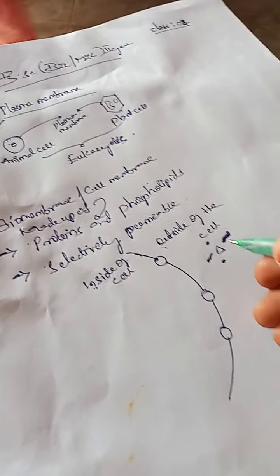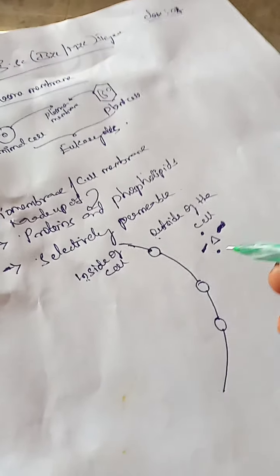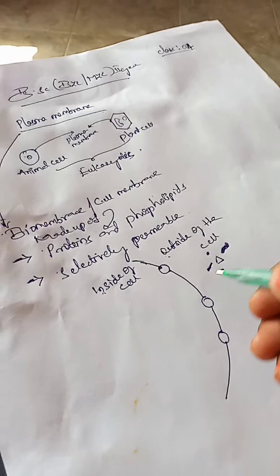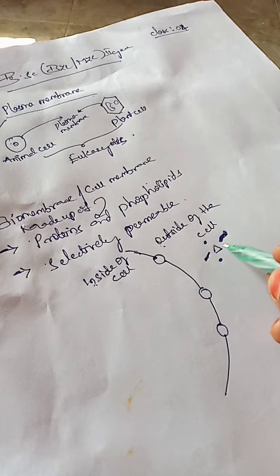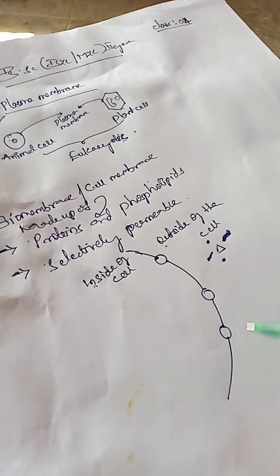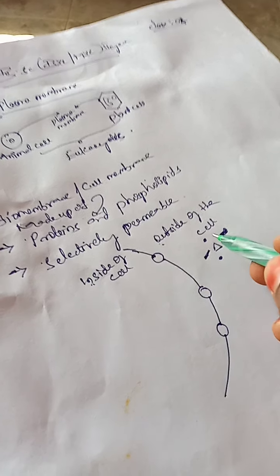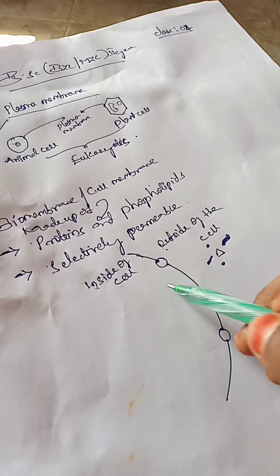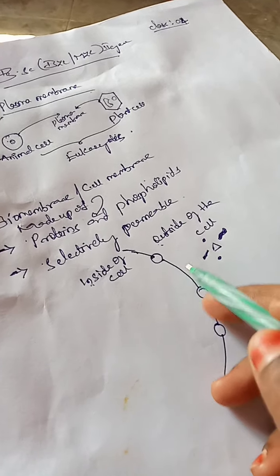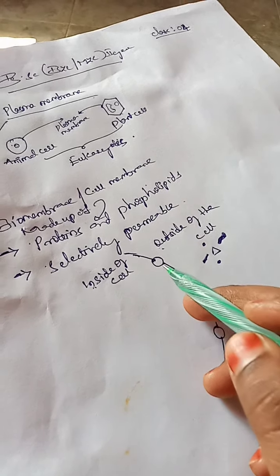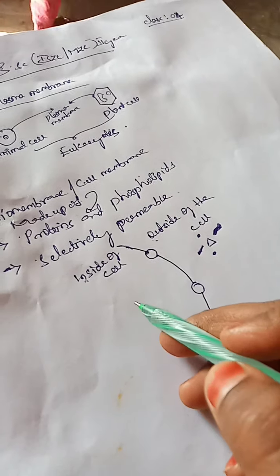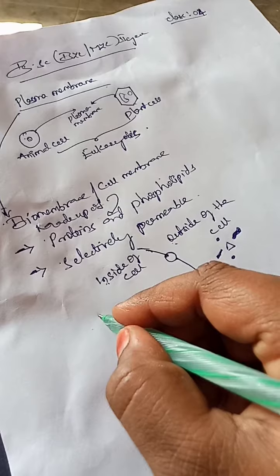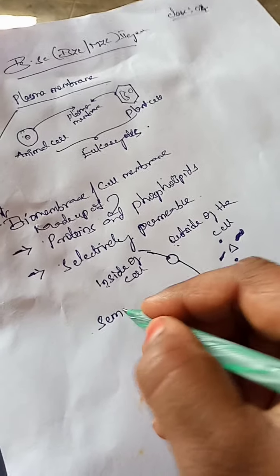These substances are taken through the pores only. But if the substances get in according to the pore size, then we can give a term that is called semi-permeable.